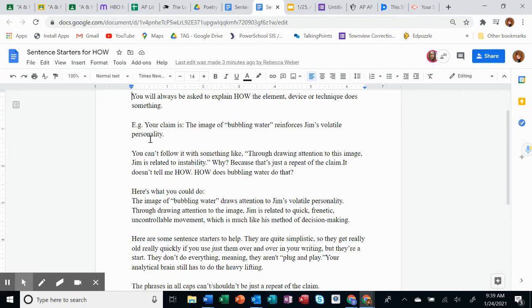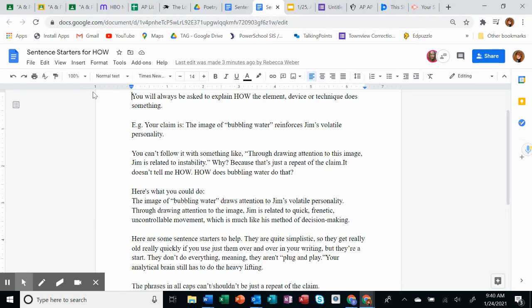So imagine you've got a claim that says the image of bubbling water reinforces Jim's volatile personality, right? So this is something specific that you would have in a body paragraph. That maybe your thesis sentence said something like the characterization of Jim as both an angry and unstable, but also sensitive human. I don't know. I'm just making this up. Okay. So let's say that was your claim that you had in a body paragraph.